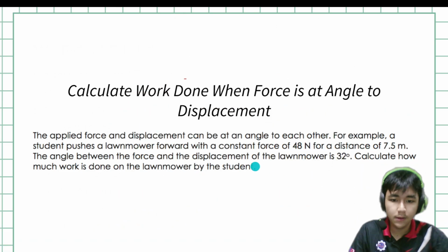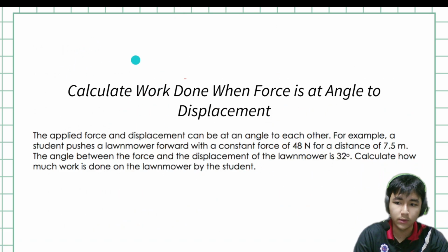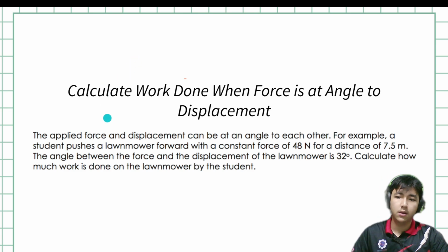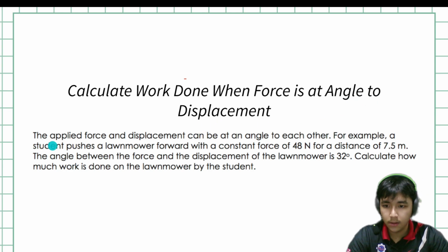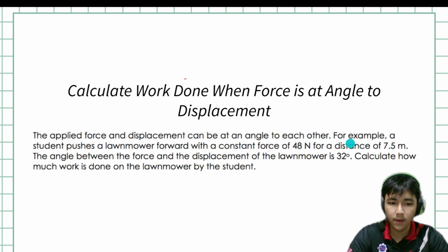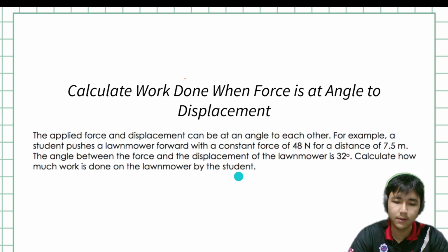This is an example of application for vectors, which is the dot product. Calculate work done when force is at an angle to displacement. The applied force and displacement can be at an angle to each other. For example, a student pushes a lawn mower forward with a constant force of 48 Newton for 7.5 meters. The angle between the force and the displacement of the lawn mower is 32 degrees. Calculate how much work is done on the lawn mower by the student.